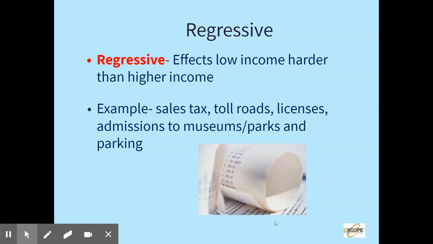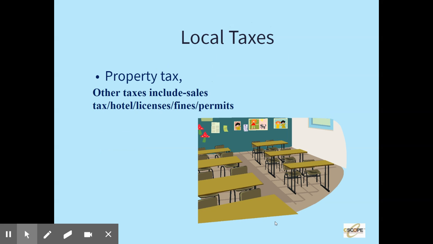Okay, so two types we've seen are the progressive tax and the regressive tax. Now we'll get into property taxes, local taxes that we face at the local level. You see property tax there. Other taxes included are hotel taxes, license fees, fines, and permits. And guys, if you've ever stayed at hotels with your parents, hotels have a very, very high local tax rate.